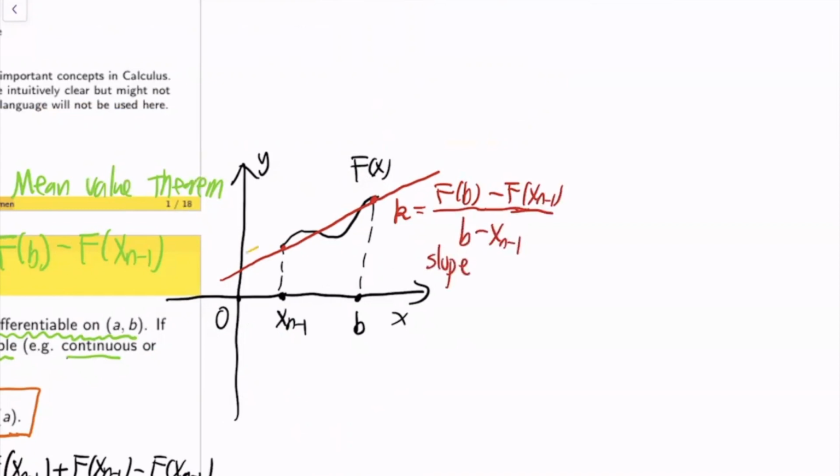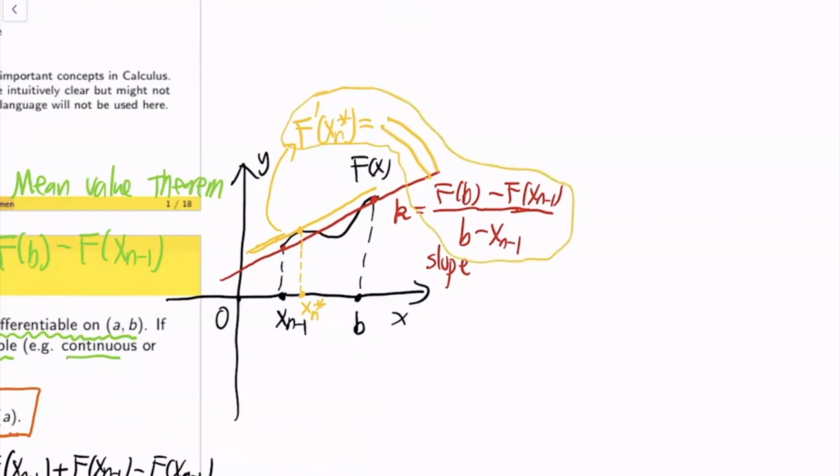Geometrically, if you move the line in parallel, let's say move it up, then at some point it will touch the graph. I can write this point as x_n star. It will touch the graph at one point, and because the lines are parallel, the derivative at this point will equal this slope. The two things are the same.